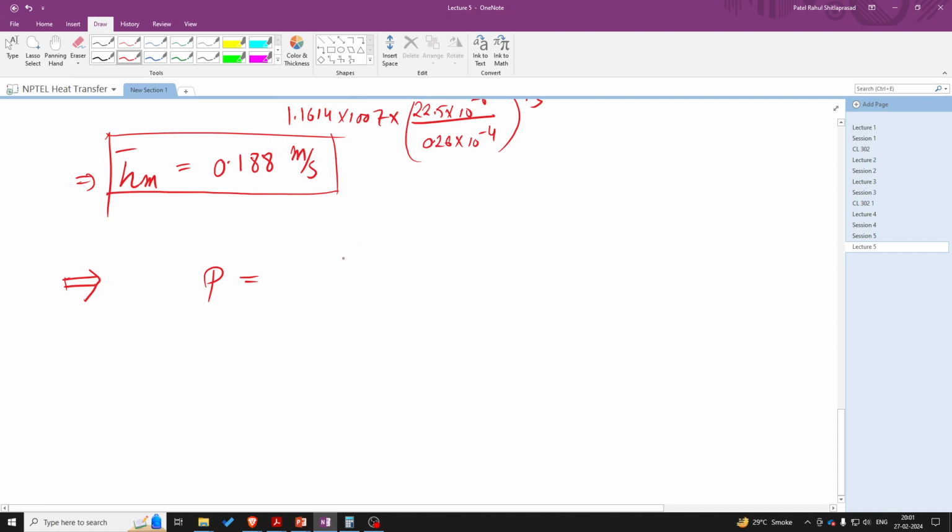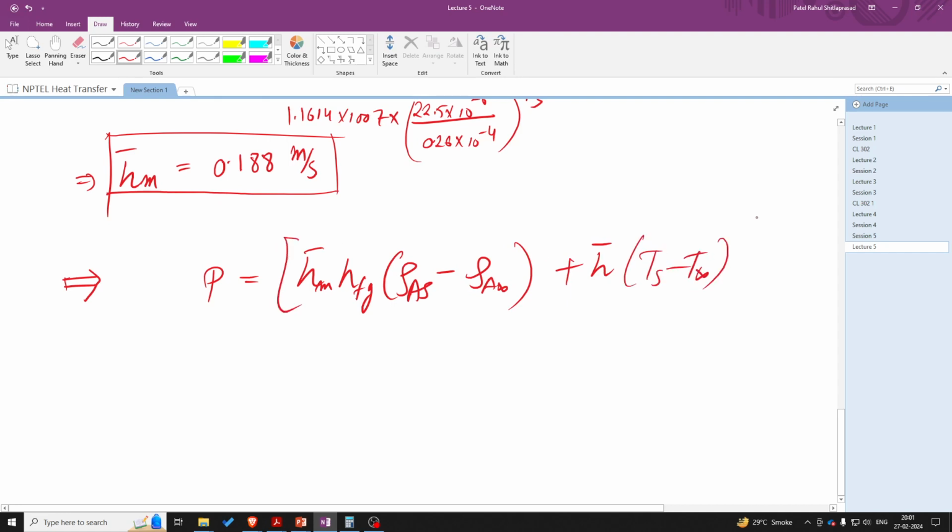So the mass transfer rate we saw in the previous question as h bar m into hfg upon rho, at the concentration at surface upon the concentration at infinity, which is ambient air, upon h bar Ts minus T infinity, and the whole was multiplied by the area. So yes, you can try replacing the values over here, and ultimately the power that you will be getting is 21.8 watt.